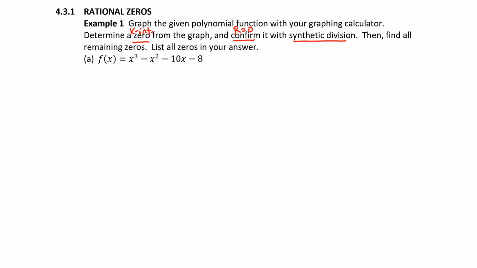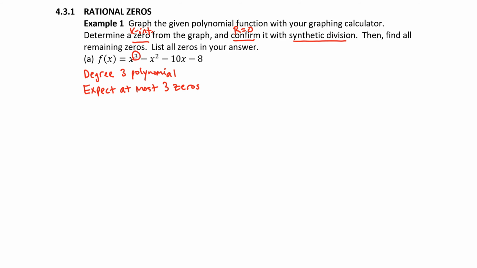So on example A, we have the polynomial function f of x equals x cubed minus x squared minus 10x minus 8. Notice this is a degree 3 polynomial. We are recognizing that the highest exponent on an x that we can find is 3. Therefore, it is a degree 3 polynomial. So this means we can expect at most 3 zeros. They may or may not repeat, and they can be rational, irrational, or complex.